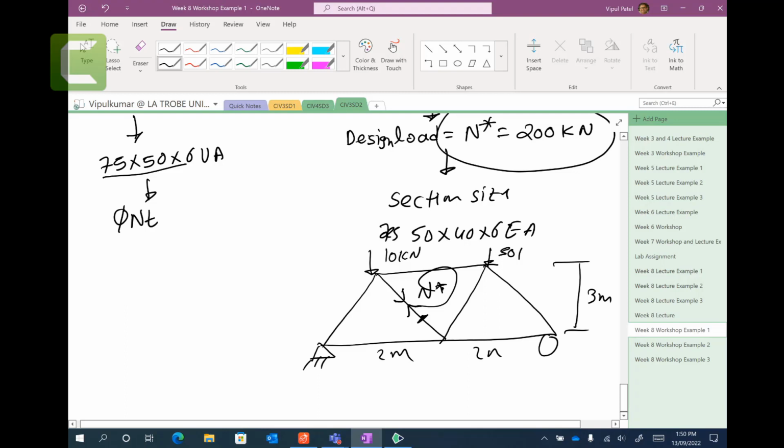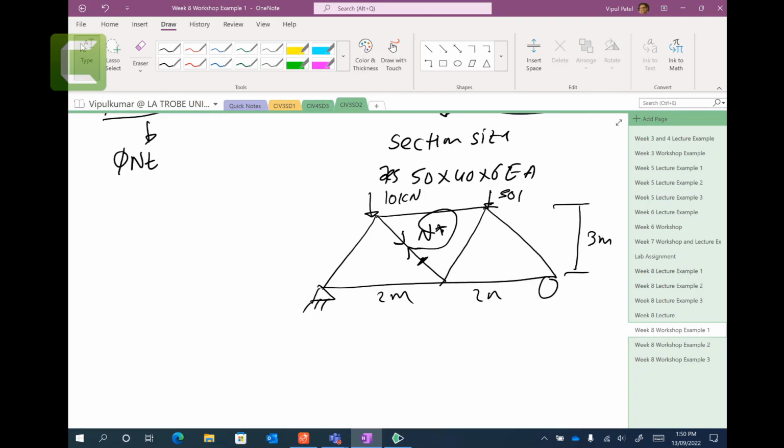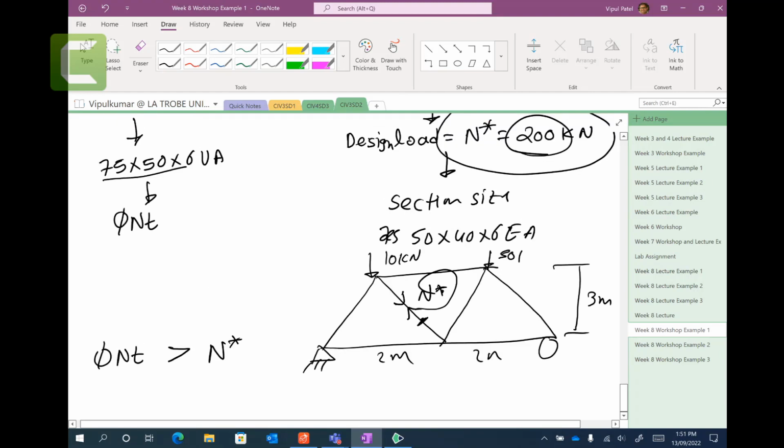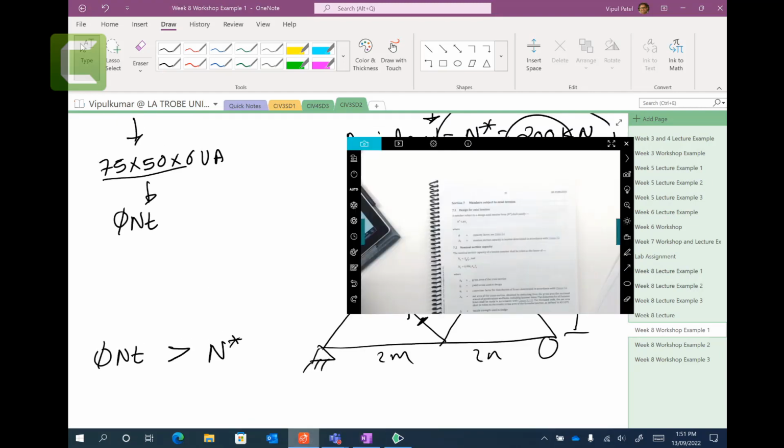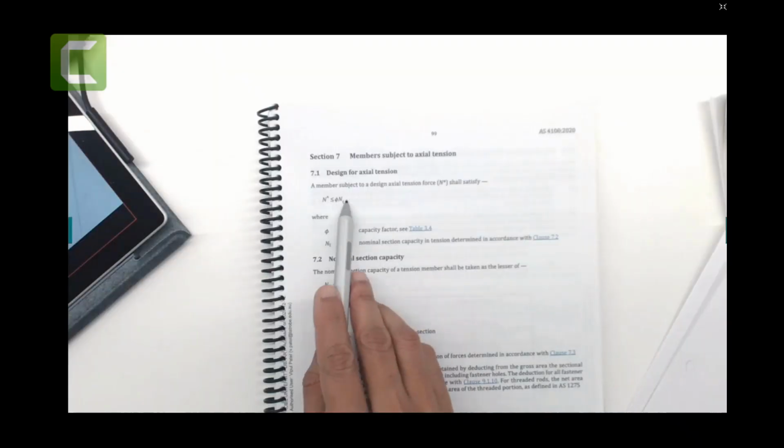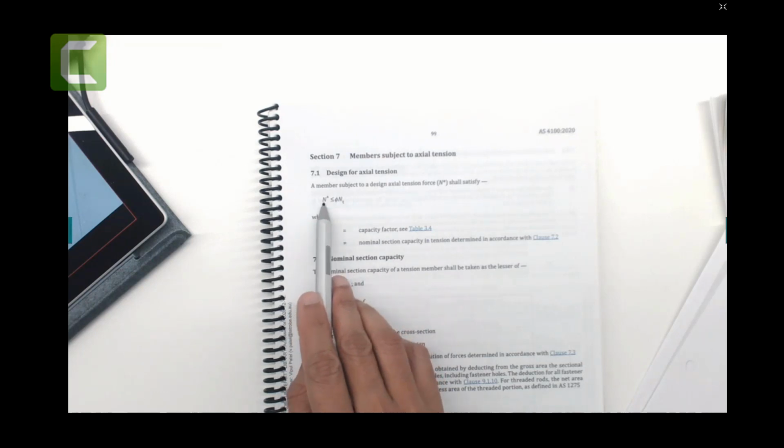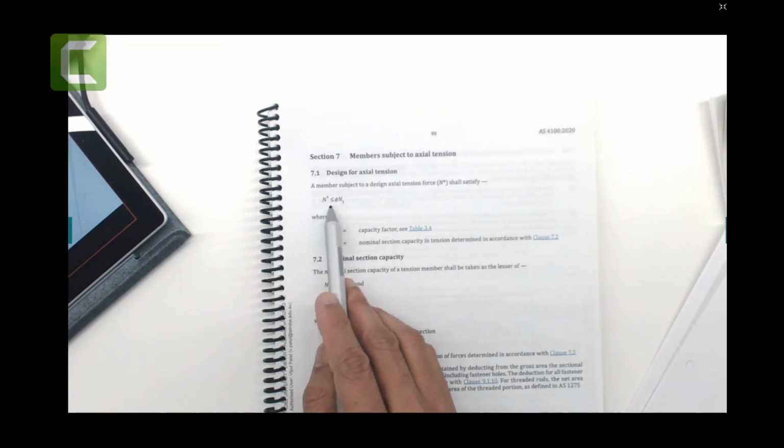And particularly if you have 200 kilonewtons, your capacity that you're going to calculate should be greater than N star, right? And that is given here in this one, that the capacity of the member should be greater than your demand, that is the internal forces, right? Any questions there?